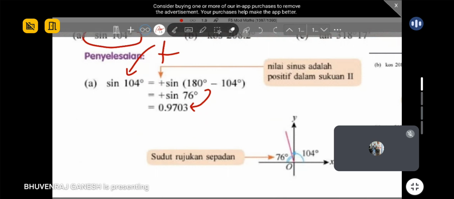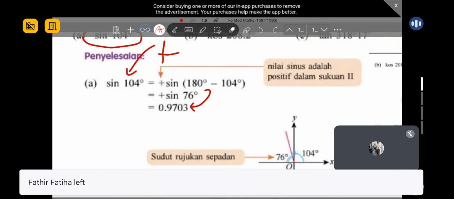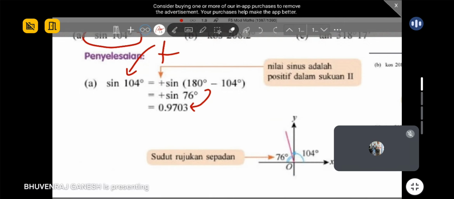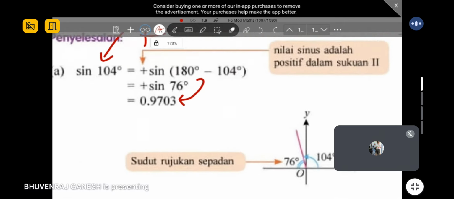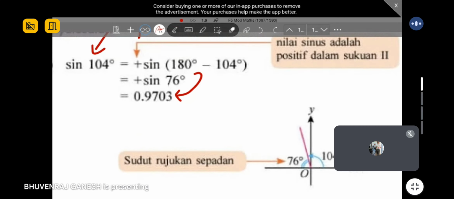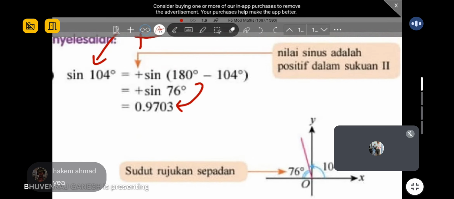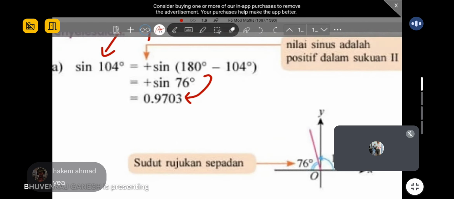Okay, so this is the diagram you all can draw. Okay, kamu boleh lukis rajah ni untuk lebih banyak faham lah. Okay, kat mana sudut rujukan. Can you all understand guys this diagram? Everyone here? Clear? Huh? Make sure you know how to get the reference angle. Sudut rujukan tu yang paling penting.